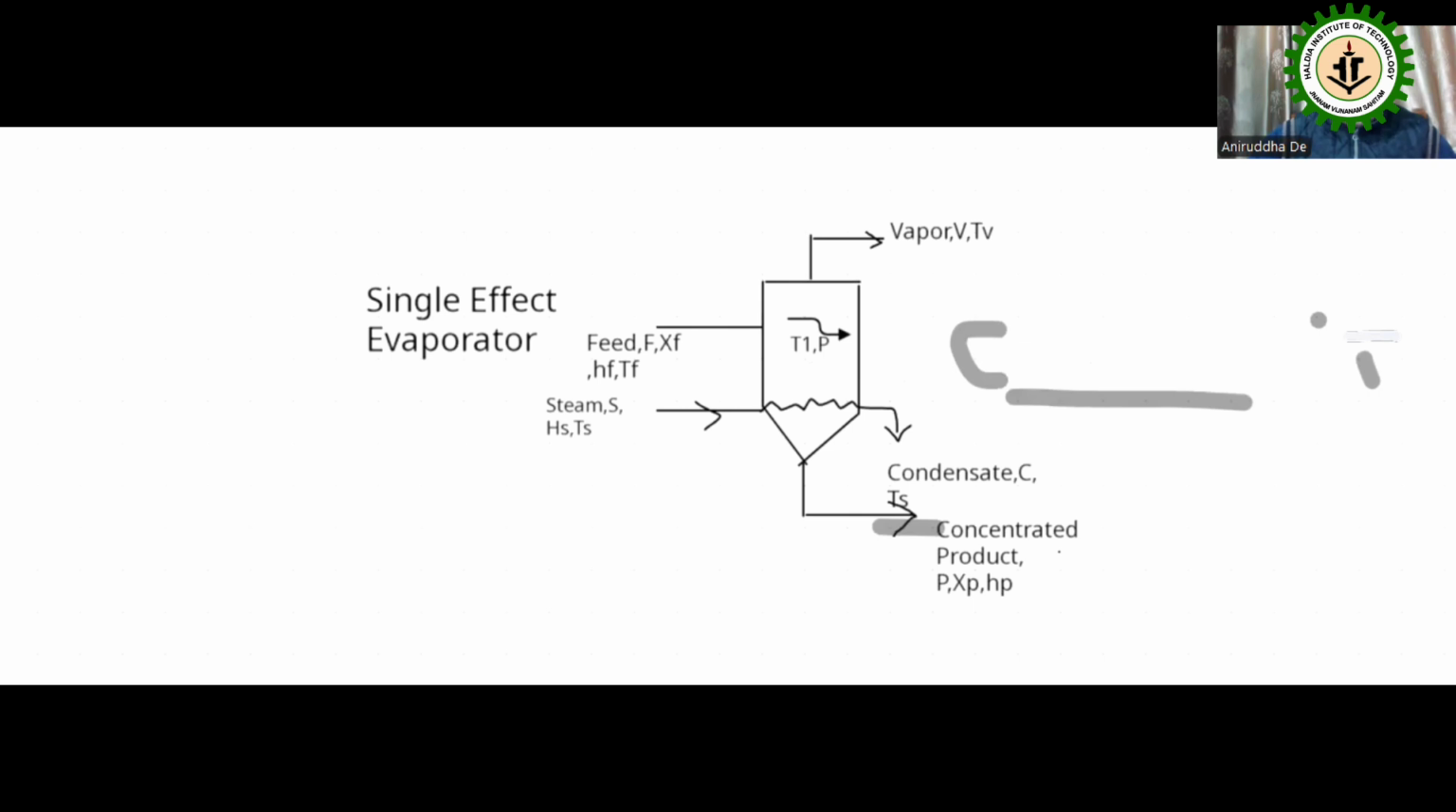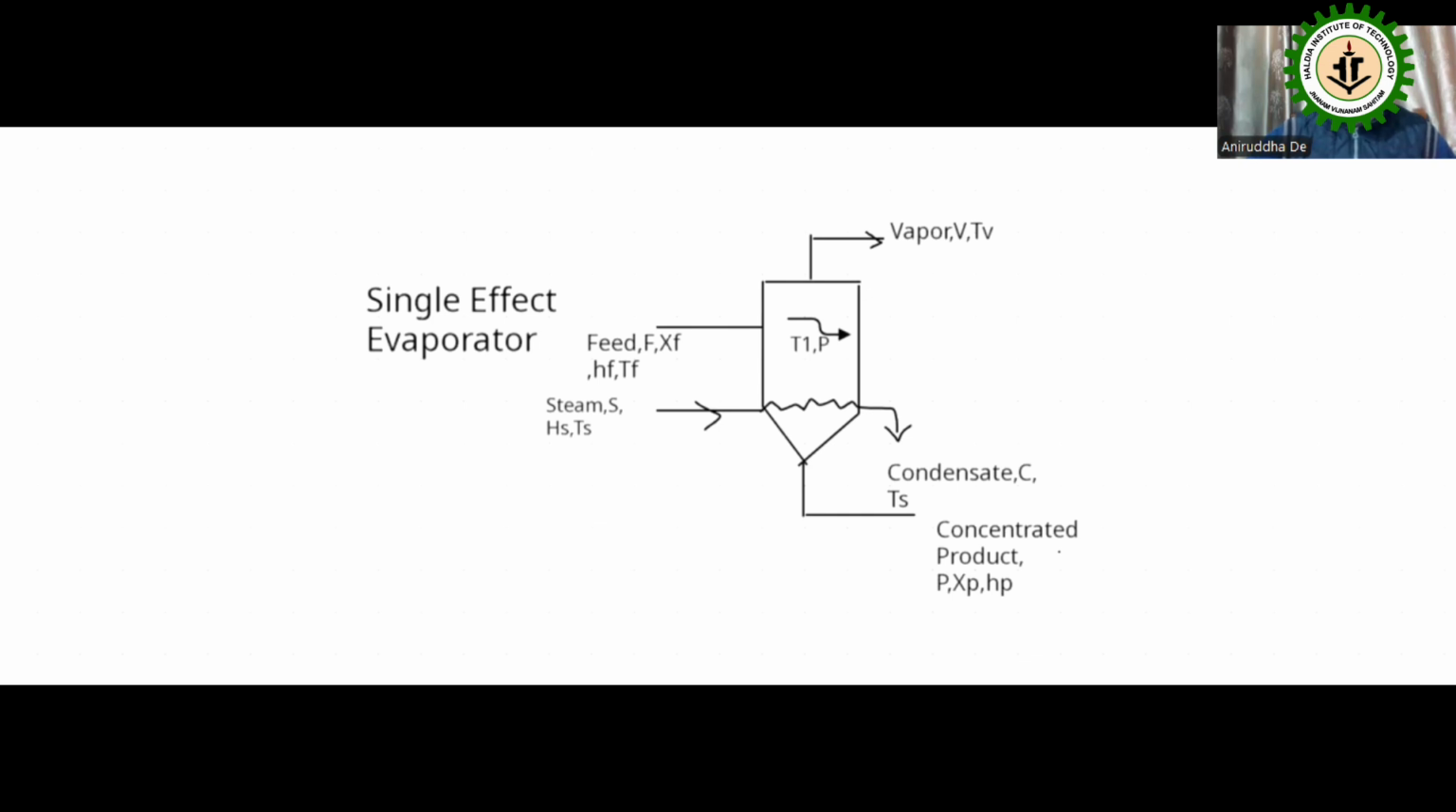Now why is it known as the single effect? Single, because only one calandria is used inside the evaporator for concentration purposes. If more than one calandria is used, then it is named depending on the number of calandrias. If it is two calandrias, it will be known as the double effect. If three calandrias are used, it will be the triple effect. So depending on the number of calandrias, evaporators are classified as double effect, triple effect, quadruple effect.